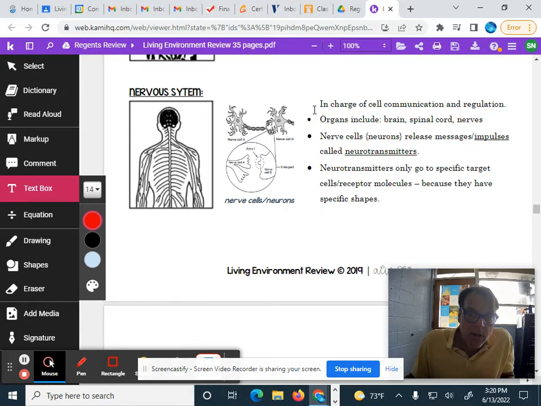Nerve cells, they always have pictures of nerve cells, and they show these little gaps. It's called the synapse between two different cells. And at the synapse, they'll often show chemicals being released, and those chemicals are attaching to receptors. Again, another example of the lock and key model.